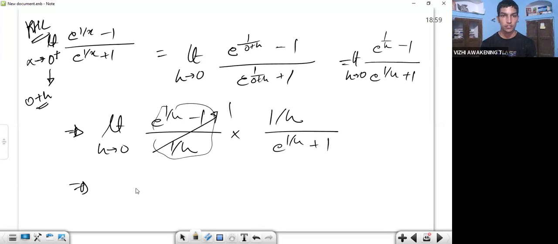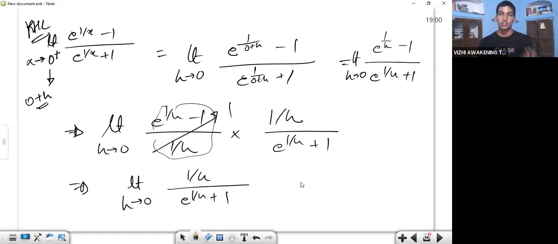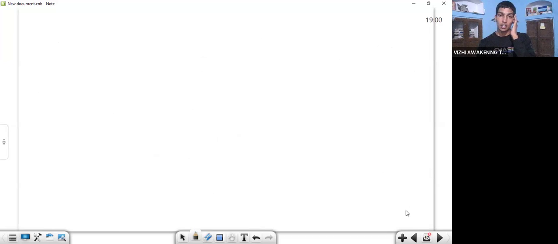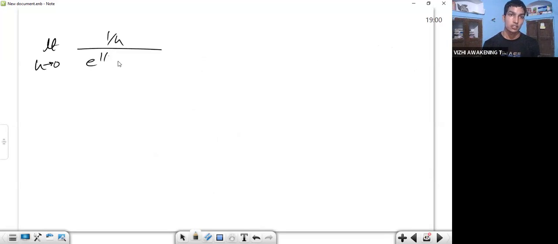So going further, limit h tends to 0, (1/h) e^(1/h). Applying L'Hospital's rule. First of all, substituting, this will become 1 by 0, which is infinity, and e raised to power infinity plus 1 will become infinity by infinity. So this is an indeterminate form, so we can differentiate our function, which is this.